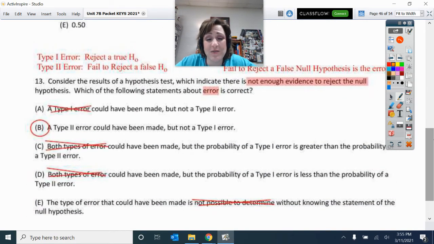Okay. This one kind of messed with my brain when I did it. So I'm considering the results of this test. And so the test is indicating that we do not have enough evidence to reject the null hypothesis. So we are failing to reject the null. And then it says, which of the following statements about error is correct? So I have to think to myself, what error is happening where H0 is not rejected, but it should be? So failing to reject the false null hypothesis. And that would be this type 2 error.